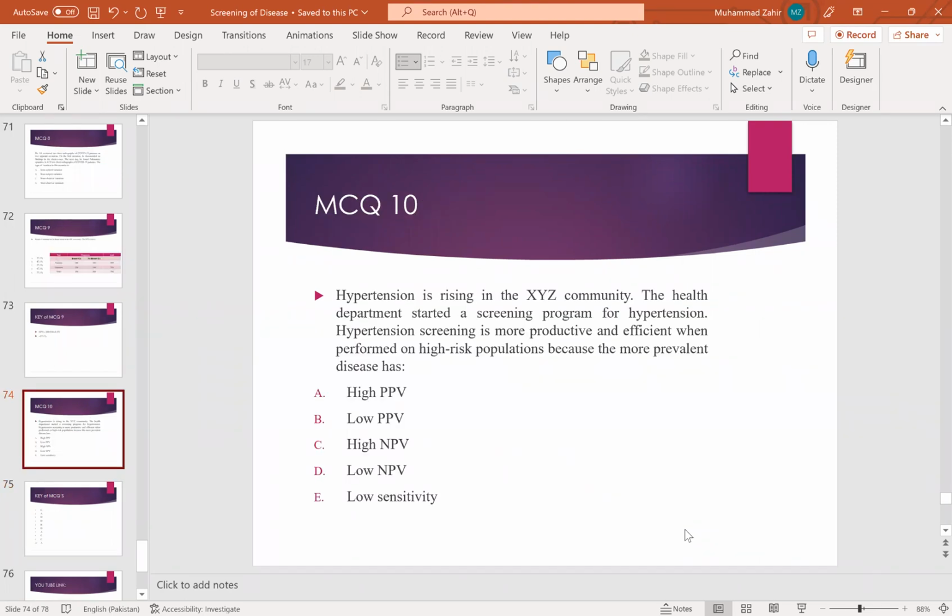Hypertension is rising in the XYZ community. The health department started a screening program for hypertension. Hypertension screening is more productive and efficient when performed on a high-risk population because of the more prevalent disease. A, high positive predictive value, low PPV, high negative predictive value, low NPV, or low sensitivity. Alpha is the correct answer. It should be high positive predictive value.